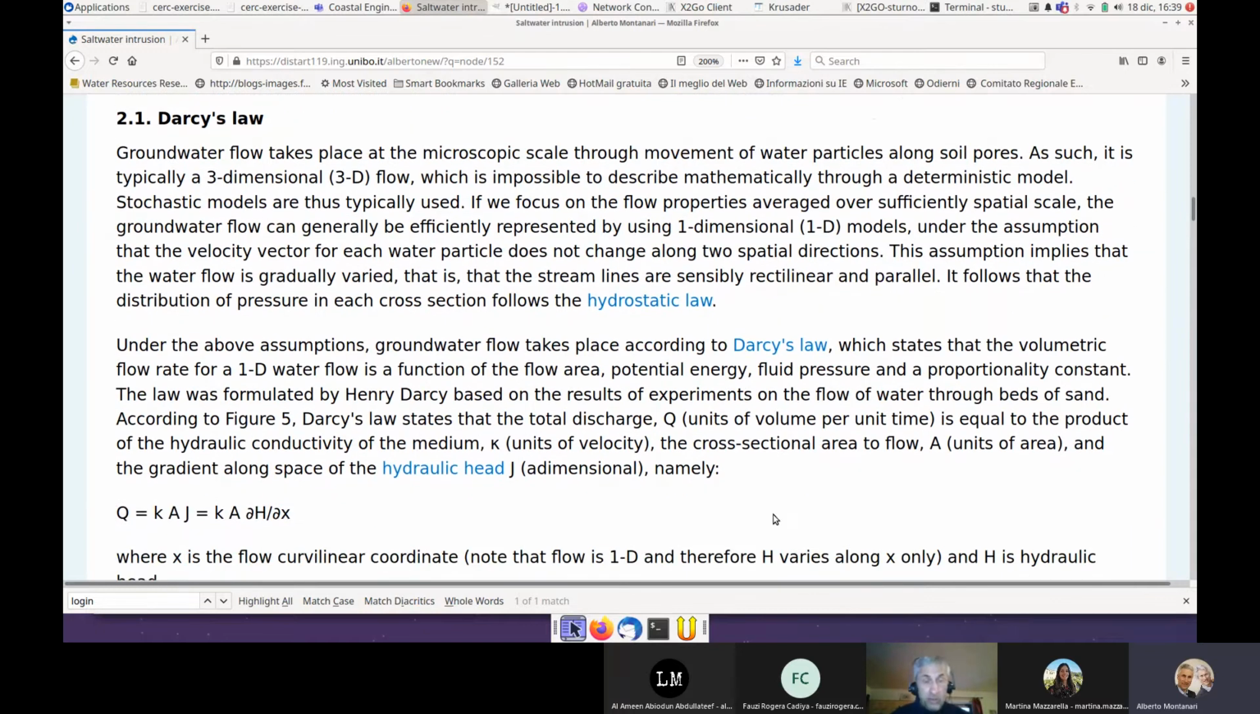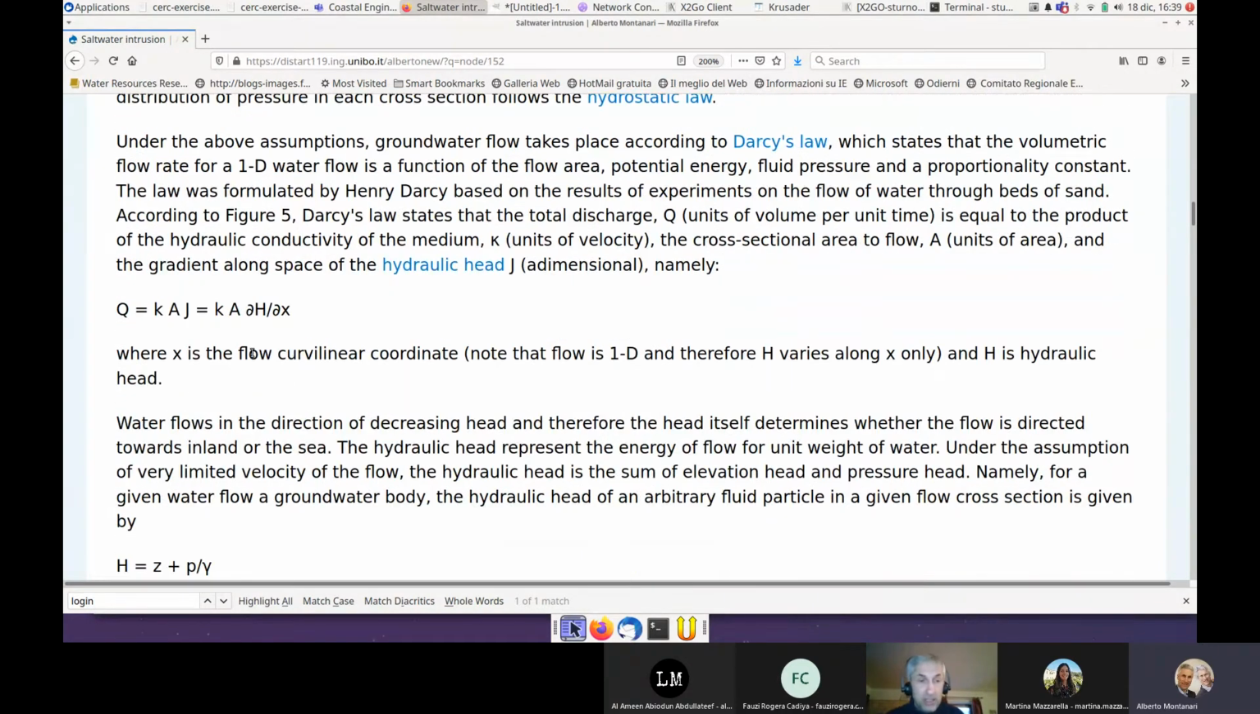Now, Darcy's law is expressed in this way. You see here, I make a selection. The flow Q, let's say in units of volume per unit time, in one-dimensional groundwater flow, which means that the direction of this flow is already known. What is missing is the amount of the flow, which we express in volume per unit time, and it is equal to the product of three factors.